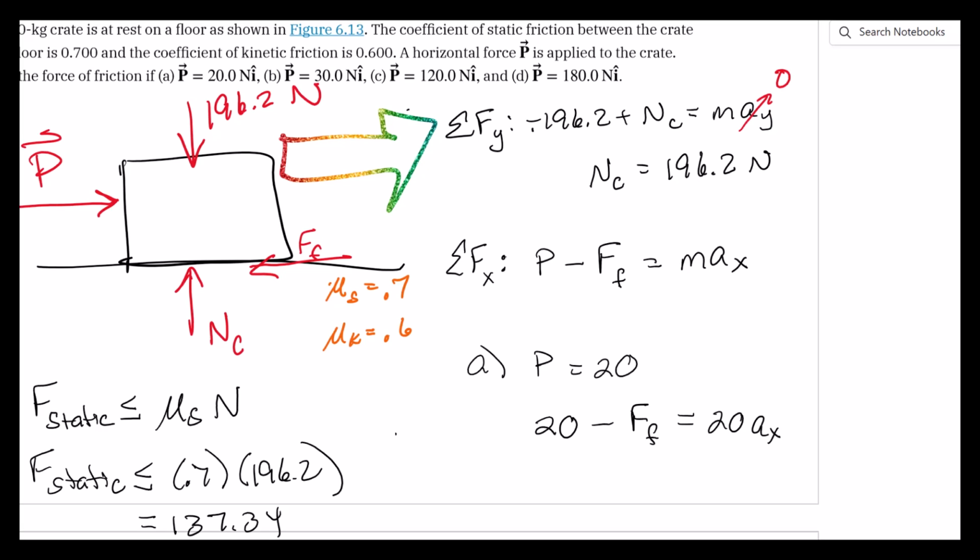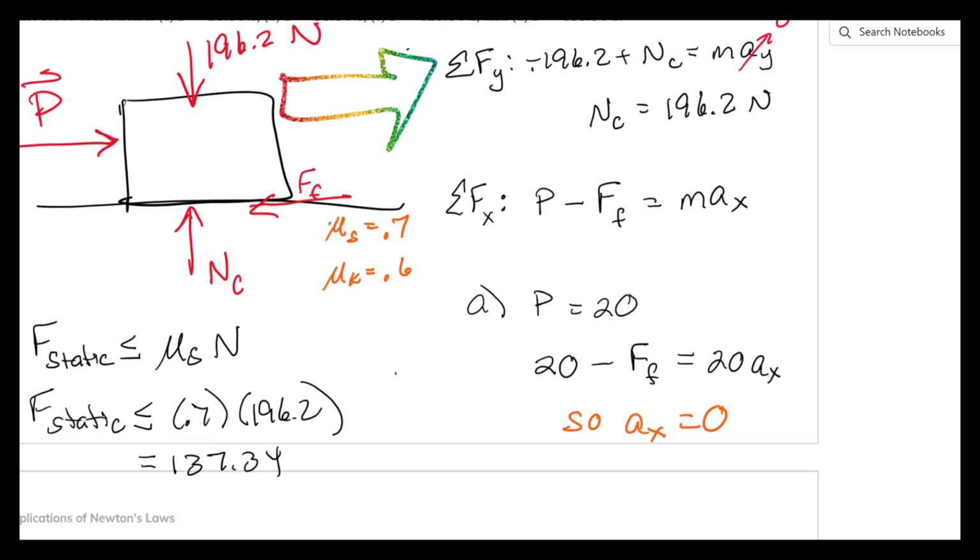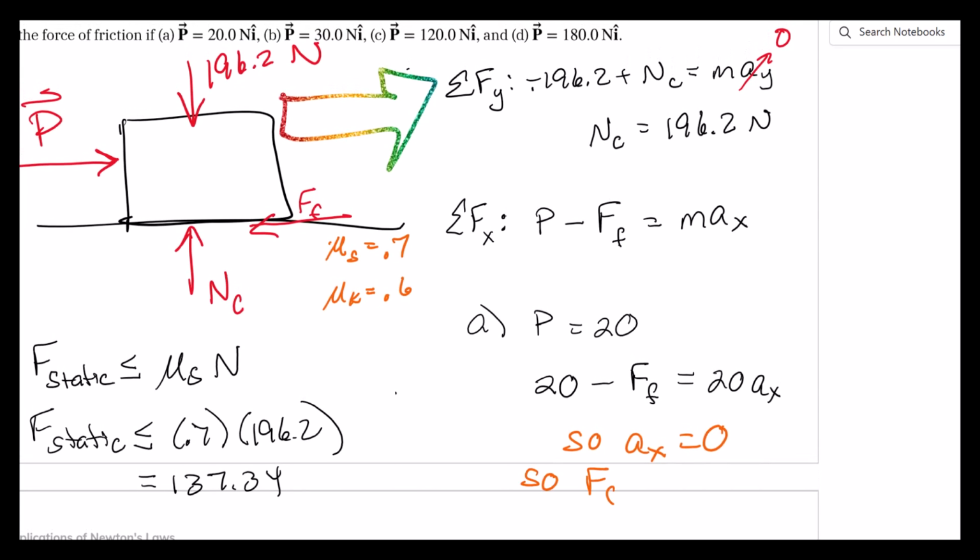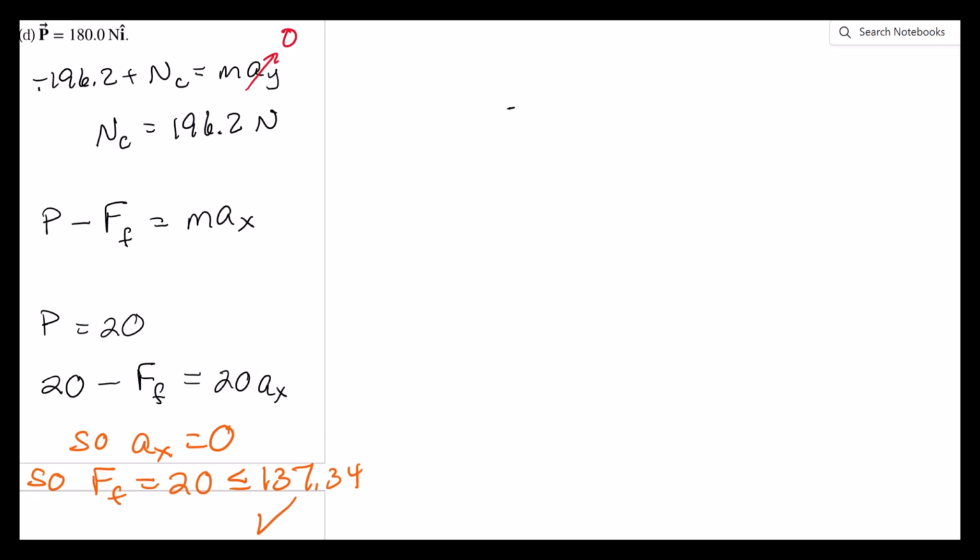So the force of friction in this case, since a_x equals 0, is 20, which is less than or equal to the 137.34. So we're good. It's not moving. Okay, is that kind of making sense? So sometimes what we'll do, especially when these problems get more complicated, is we'll make an assumption.